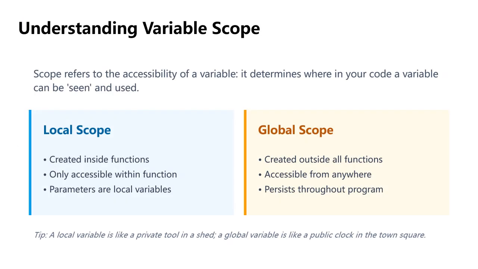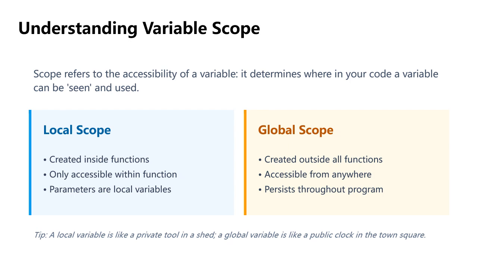Now, we need to talk about where those variables actually live. This is what we call variable scope. In simple terms, scope refers to the accessibility of a variable. It defines which parts of your program can see or use a specific piece of data. First, we have local scope. When you create a variable inside a function, it belongs only to that function. It is created when the function starts and disappears when the function ends.